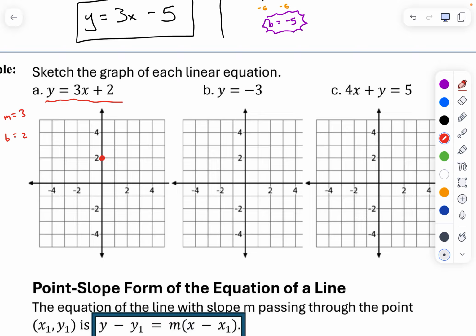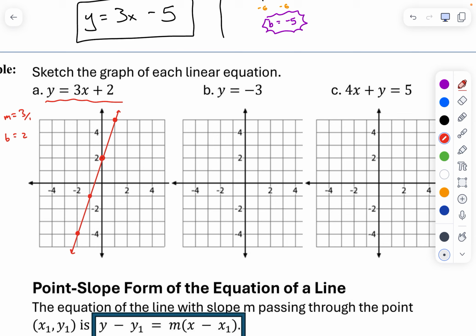That's where I start. How do I get to the second point? My y-intercept is at 2, so I have a point there. How do I get to the next point? Yeah, that's where the slope comes in, right? So 3 or 3 over 1, I'm going to literally go up 3, right 1. We could do the opposite. What's the opposite of up 3, right 1? Down 3, left 1. And we could keep that pattern going, looking something like this.